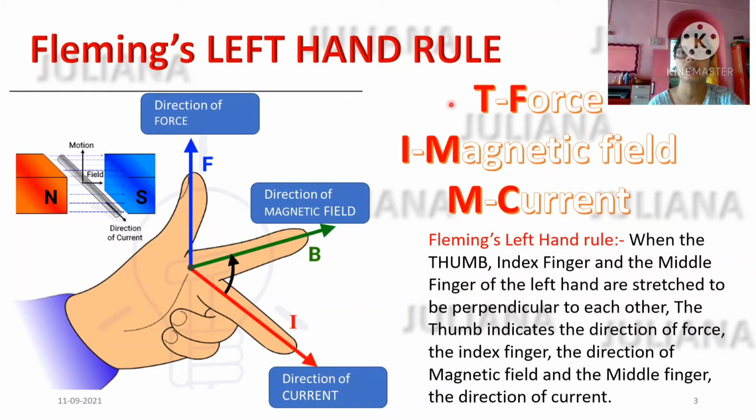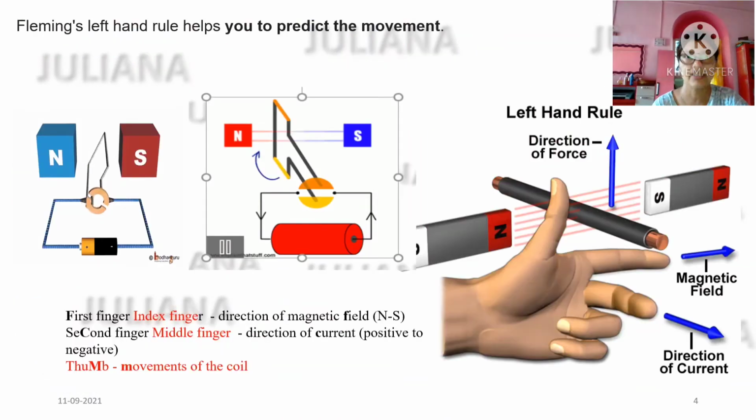So in short, you can remember TF, IM, MC. Thumb represents the direction of force. Index finger represents the direction of the magnetic field, and the middle finger represents the direction of the electric current. Okay, so this Fleming's left-hand rule is basically used to predict the movement of the coil, to explain to you how the coil will rotate.